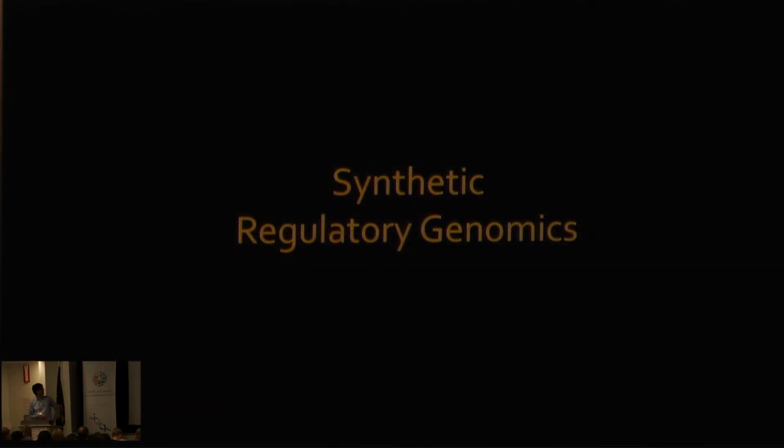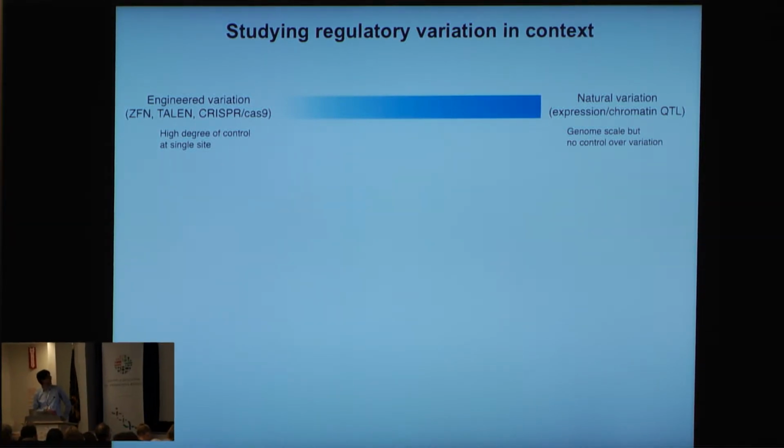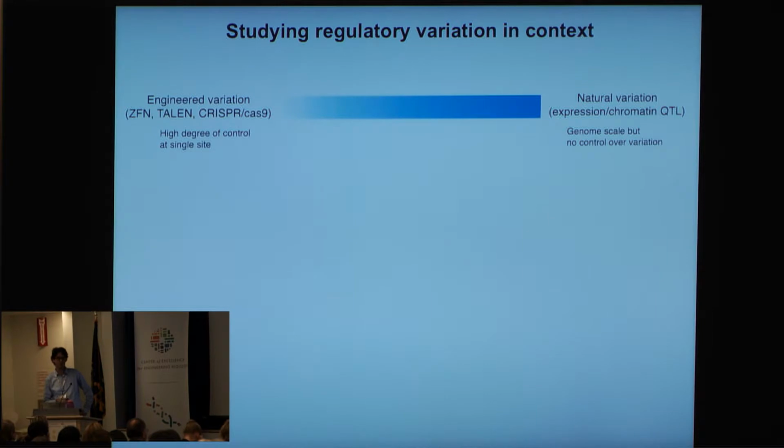Okay. So to give you a sense of why this has been a hard problem to tackle, there's really a spectrum of ways between two different poles of studying regulatory variation in its endogenous context, both cellular context and genomic context. The first is engineering variation, and this has been going on for many decades, and has recently been accelerated using nucleases to create double-stranded breaks. And this gives you a pretty high degree of control at a single site.